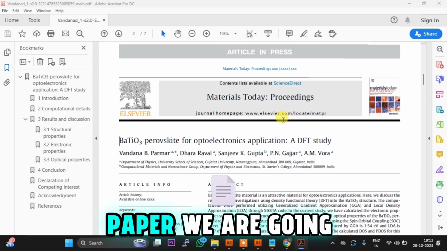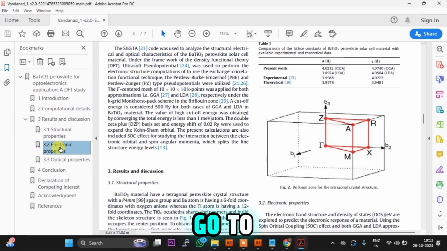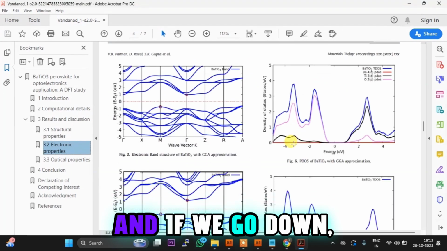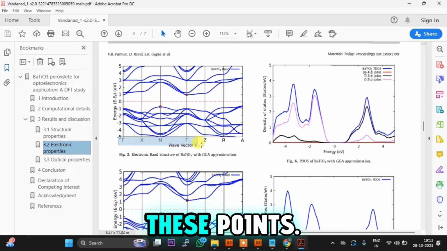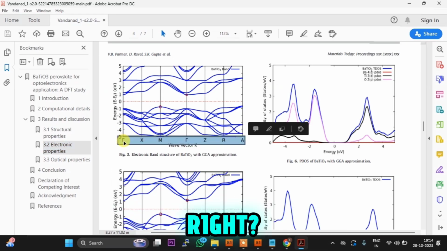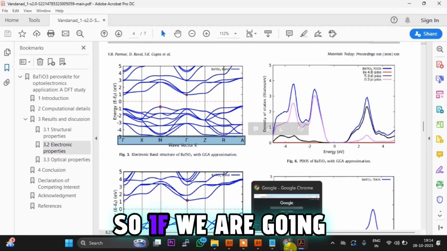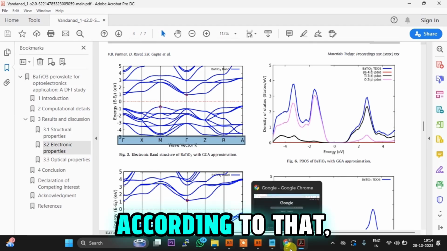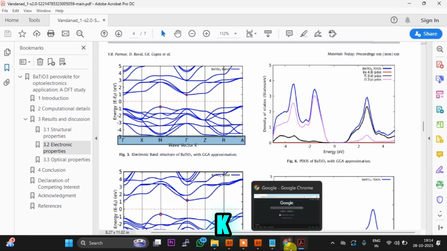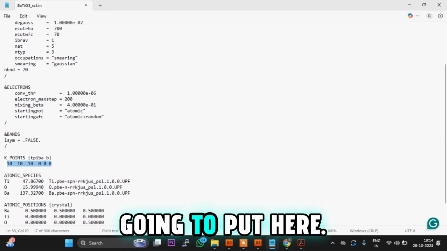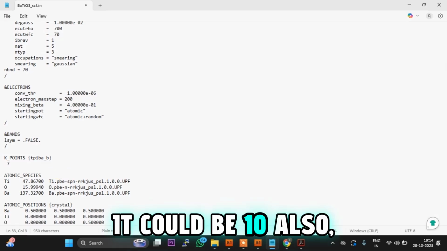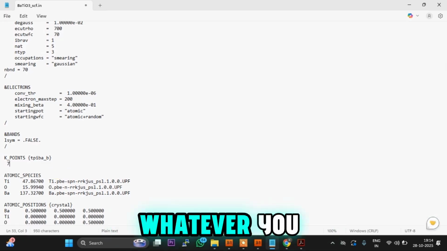Okay, so that is the paper we are going to talk about, and let me directly go to electronic properties. And if we go down, you will see the band structure of BaTiO3. Now take a look at these points. These are the K-points, right? So how many K-points have they taken? 1, 2, 3, 4, 5, 6, 7, right? So if we are going to do the calculation according to that, if we are also going to take 7 K-points for BaTiO3, then that number is what we are going to put here. It could be 8 also, it could be 10 also, it could be 5 also, whatever you want.